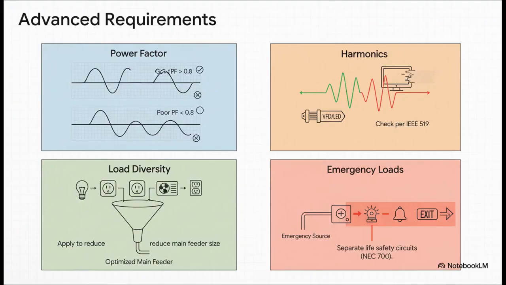So for bigger projects, we're not quite done. We check the power factor. That's all about making sure we're using electricity efficiently. We'd also look for harmonics. That's basically electrical pollution from modern electronics that can mess with other equipment. And maybe most importantly, we follow strict codes like NEC 700 to make sure that life safety systems, fire alarms, emergency lighting, are on their own dedicated bulletproof circuits.